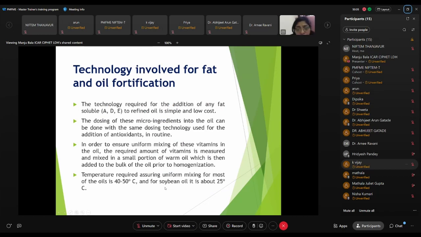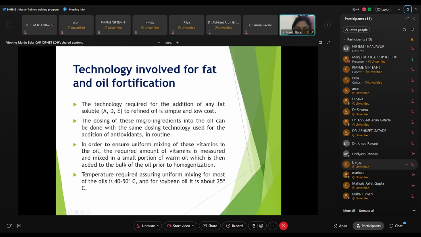So, what is the technology required for fortification? We have now come to learn that we need vitamins A, D, E, K, which are fat soluble. So when we are talking about oil and fat, we will be fortifying with these vitamins. Mostly A, D, E is done because, as I have already discussed, K is rarely required. Only a very limited amount is required and that is met through our diets. So we will be studying how we can add A, D, E in the oil.